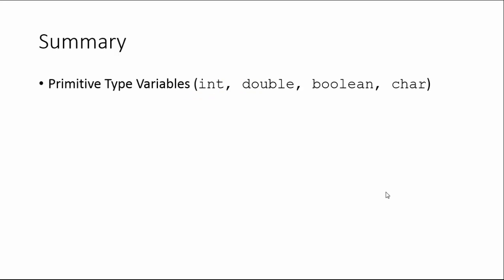In this tutorial, we talked about variables. We learned that to create a variable, you have to specify the variable's type and the name of the variable. We learned about primitive type variables, which include int, double, boolean, and char. Primitive type variables hold the data in the actual memory location. In this statement, weight is declared, and we can store doubles or decimal values in that memory location.